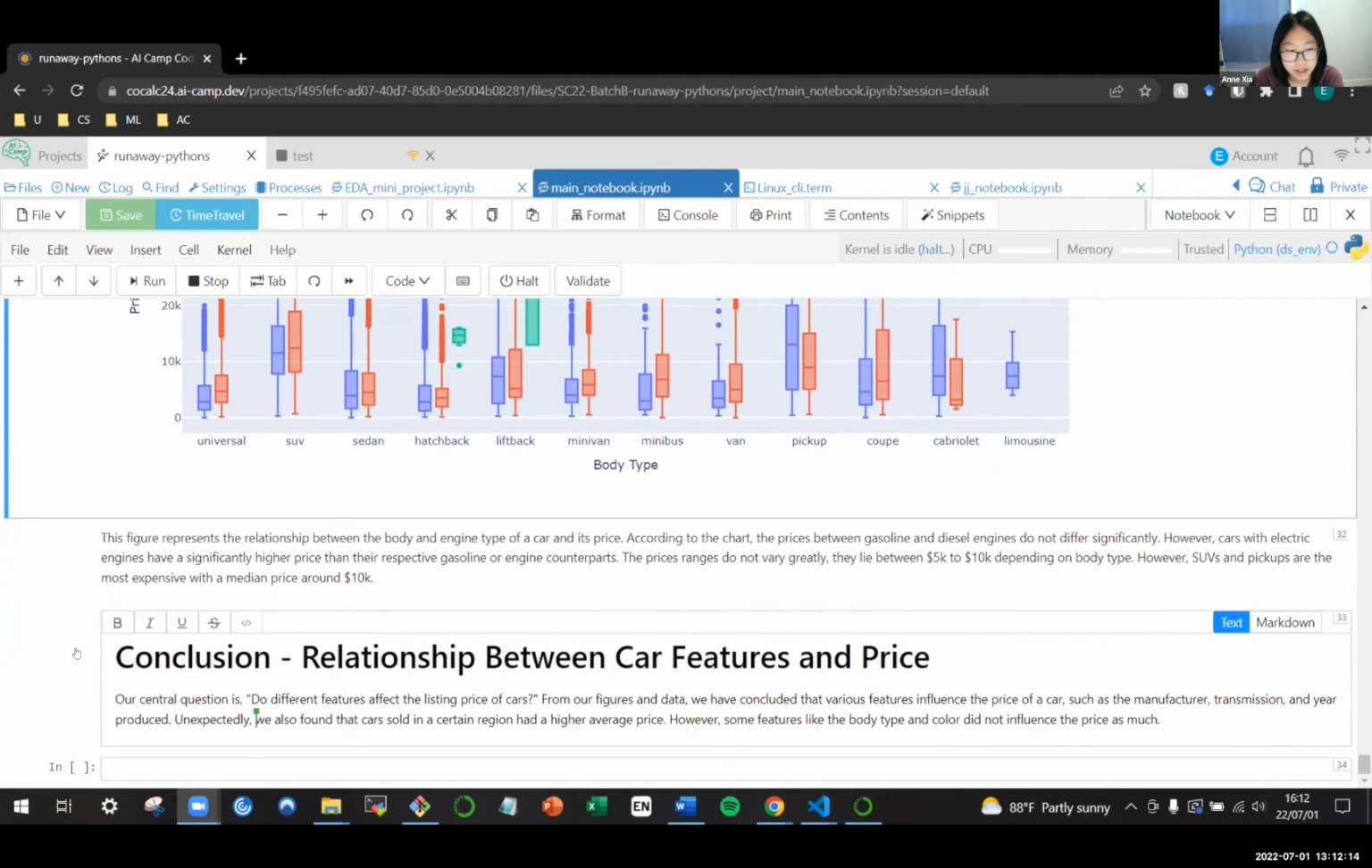Conclusion. Our central question is, do different features affect the listing price of cars? From our figures and data, we have concluded that various features influence the price of a car, such as the manufacturer, transmission, and year produced. Unexpectedly, we also found that cars sold in a certain region had a higher average price. However, some features like the body type and color did not influence the price as much.